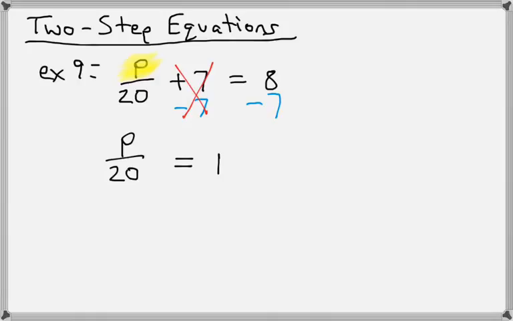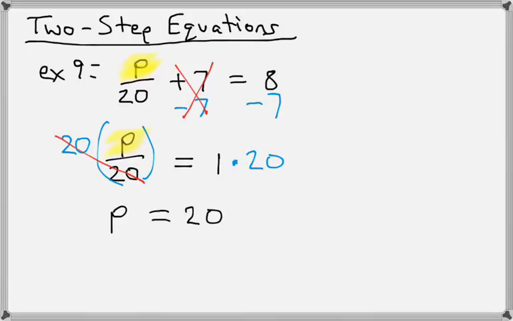Well, we haven't reached our goal. Our p is still not by itself. I still want to get that p by itself. Now what's preventing him from being by himself is that divide by 20. You undo division by multiplying both sides by 20. A 20 divided by 20 divides to equal a 1, so they cancel out, leaving you with p is equal to a 1 times a 20, which is 20.